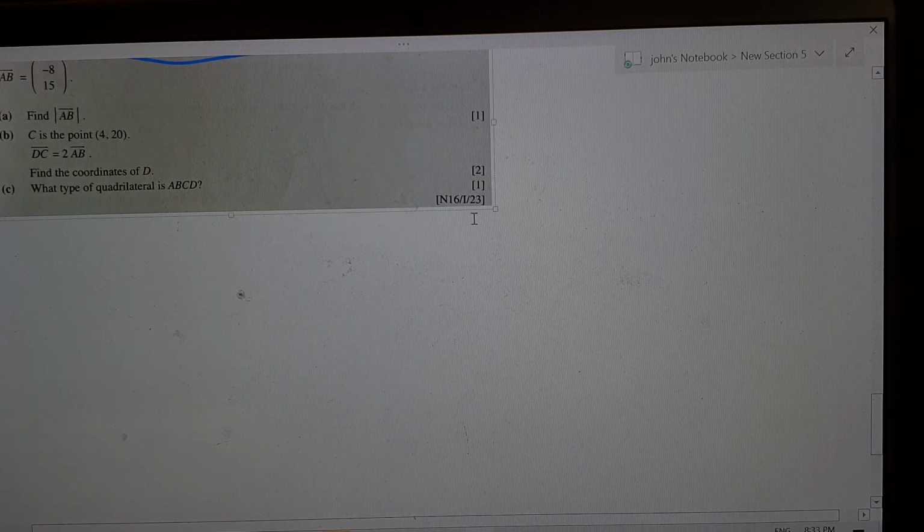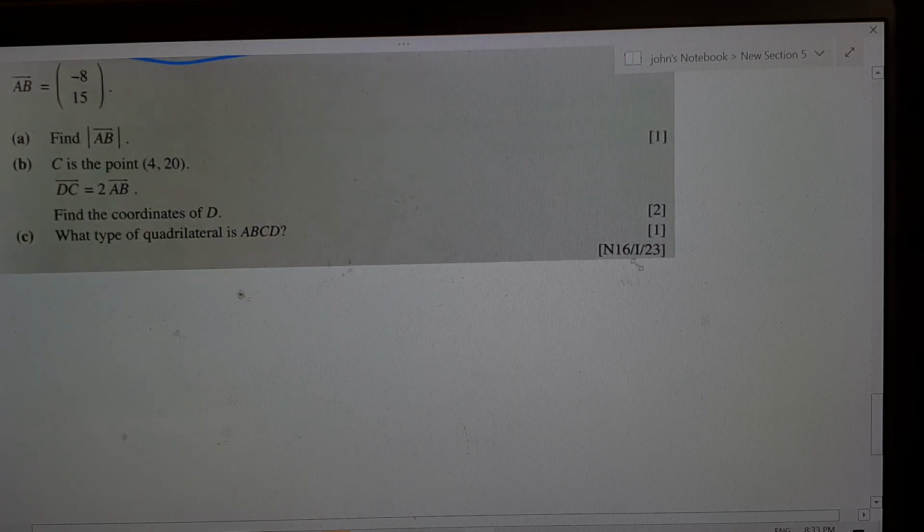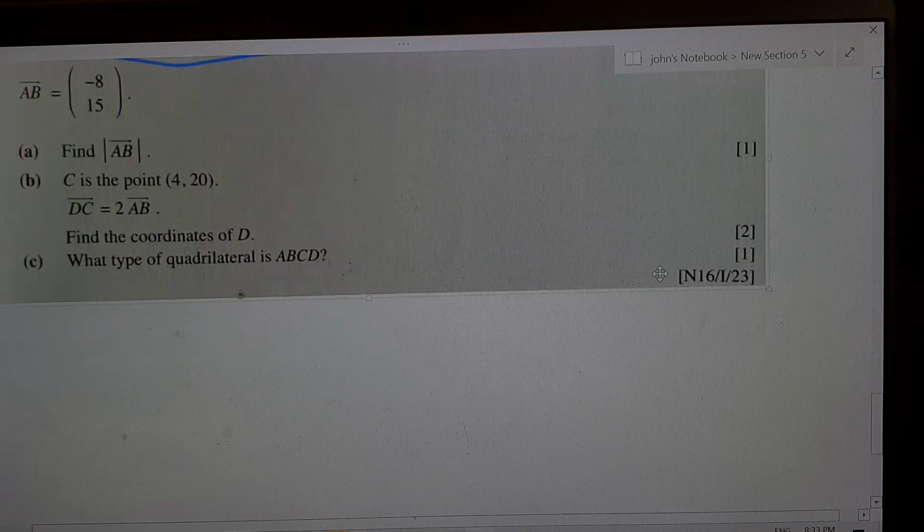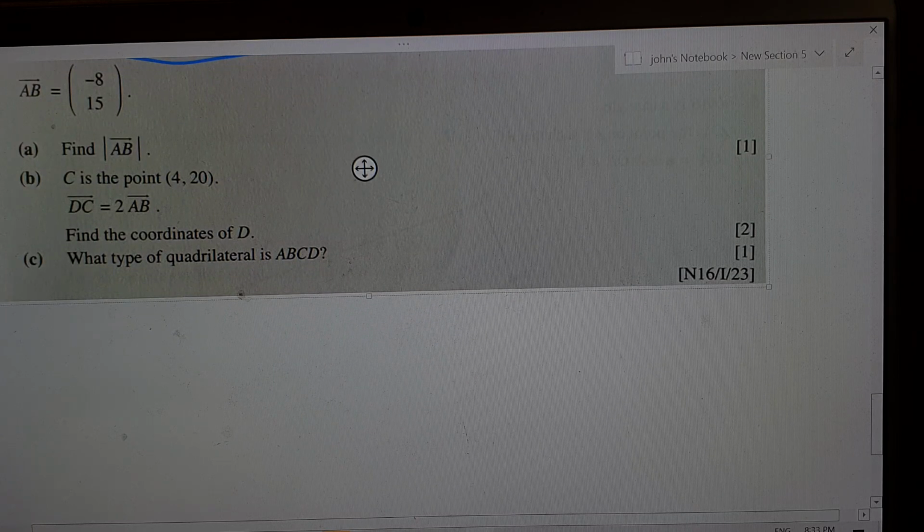O-level question. Okay, 2016, that is about 6 years ago. Okay, you are given that AB, vector AB. Okay, this line here, there's an arrow. Printing not so good. There's an arrow this way. Okay, it's always pointing to the right, the arrow.